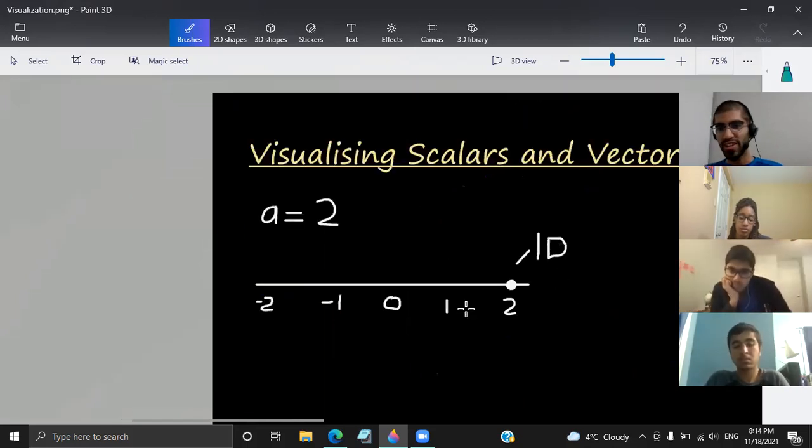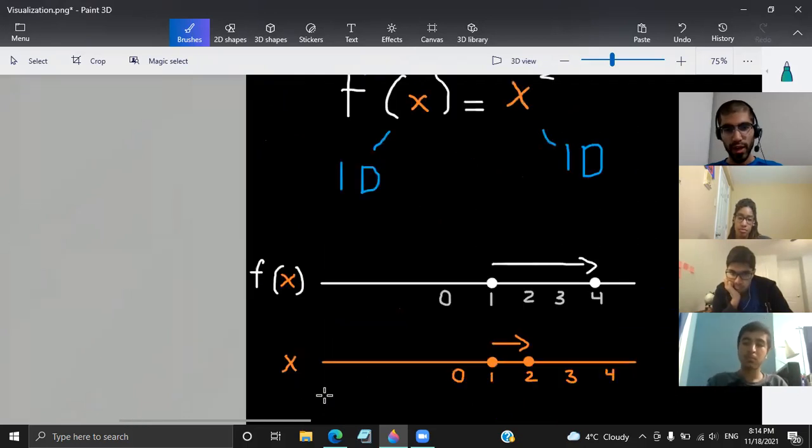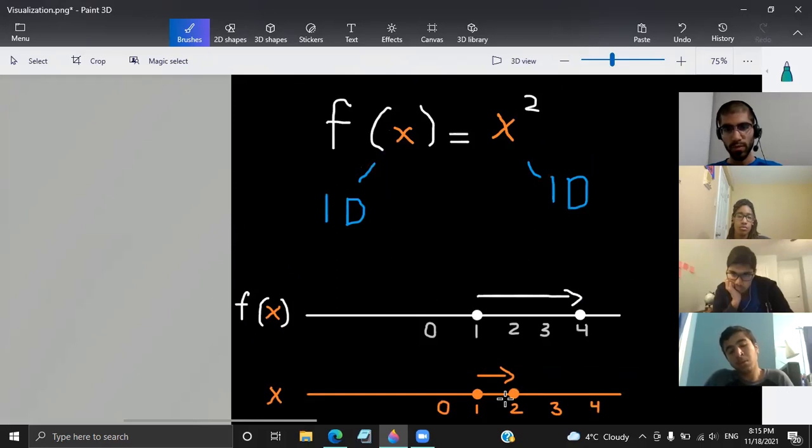One-dimensional, you must be thinking number line. Yeah, that's how we're going to visualize it. So if we move x from 1 to 2, then f of x moves from 1 to 4, because 1 squared, that's 1, 2 squared, that's 4.